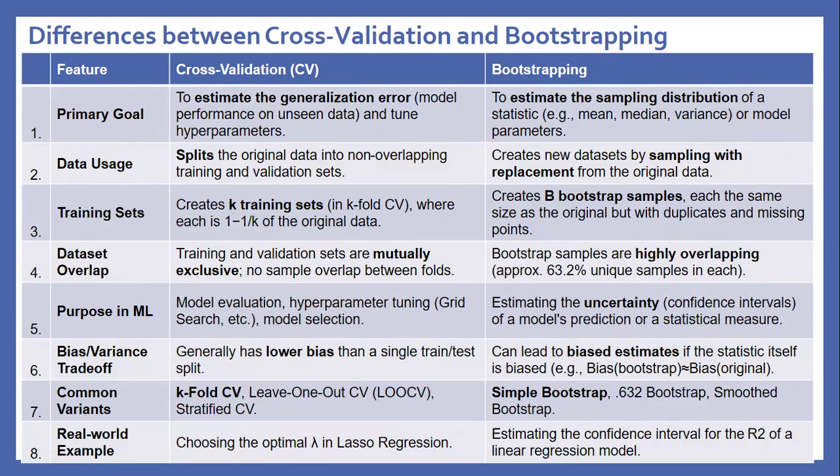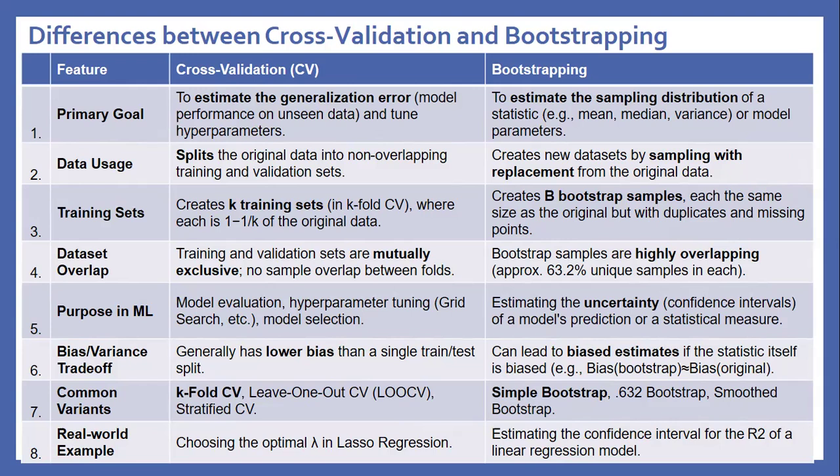Purpose in ML: cross-validation is for model evaluation, hyperparameter tuning, grid search, and model selection. Bootstrapping is for estimating the uncertainty, confidence interval, of model predictions or statistical measures. Bias-variance trade-off: cross-validation generally has lower bias than a single train-test split. Bootstrapping can lead to biased estimates if the statistic itself is biased. For example, the bias of the bootstrap is nearly equal to the bias of the original.